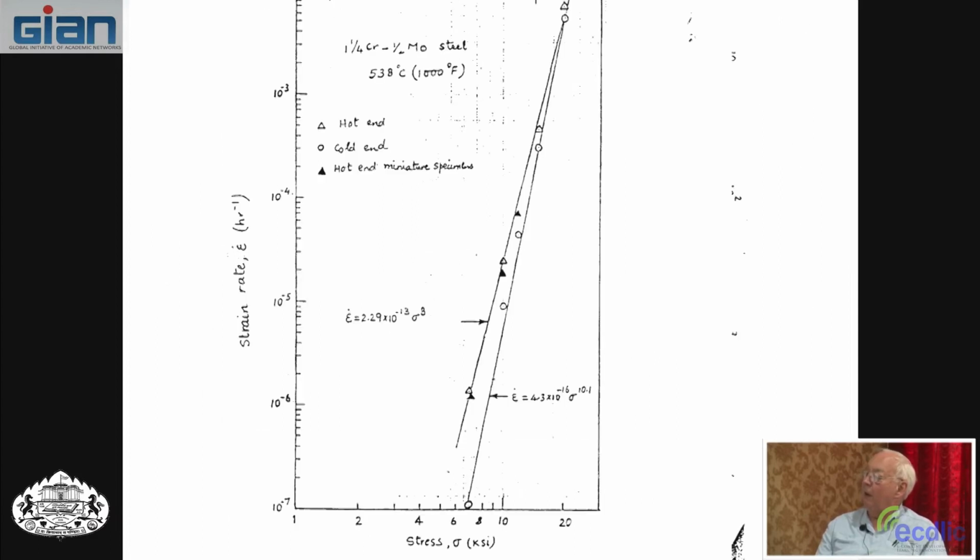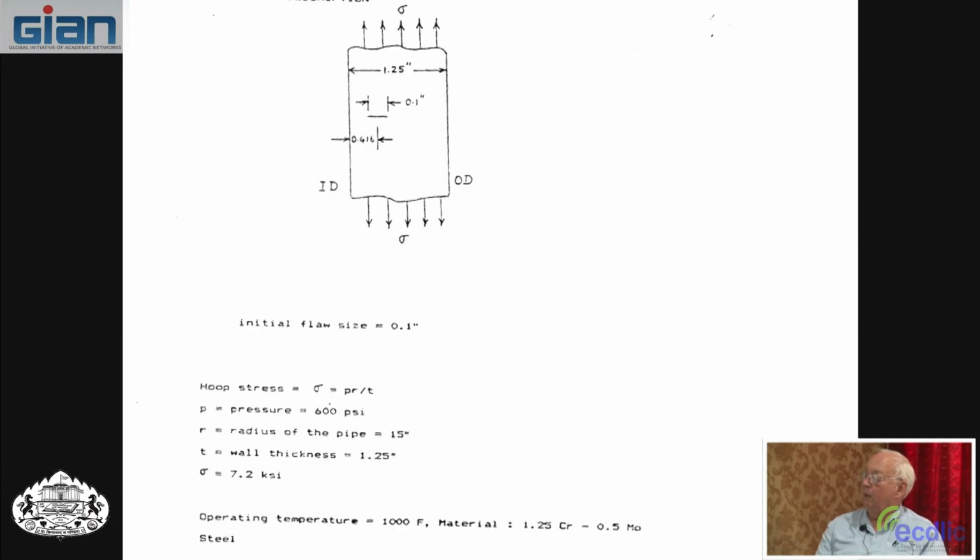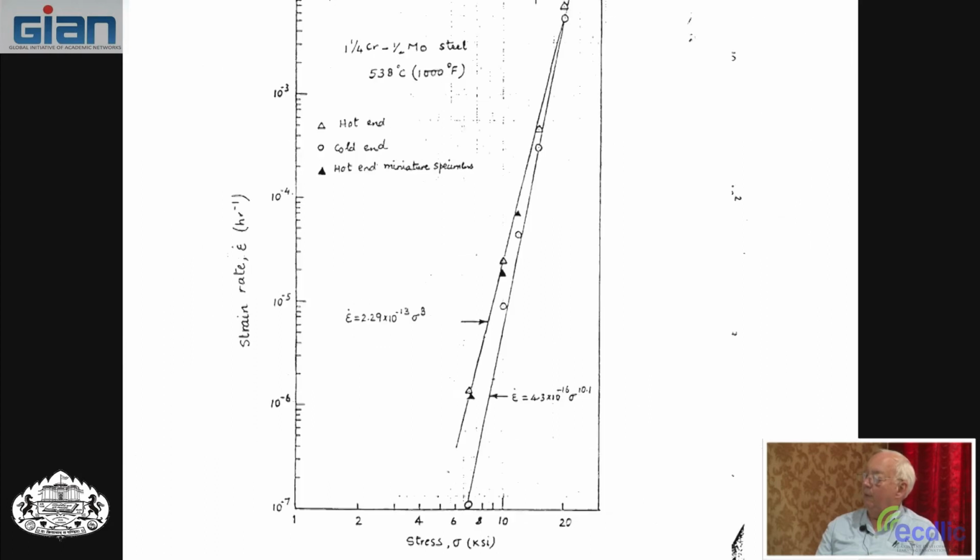In order to do the modeling, you need to get the creep rate equation in region 2. And again, here is the power law, creep rate versus stress to a power. The hot end is here and the cold end is there. Again, it doesn't look like much difference, but if you take a vertical line here on a log plot, it's a factor of about 10 difference down here. Up here, not so much, but down here, a factor of 10 difference.